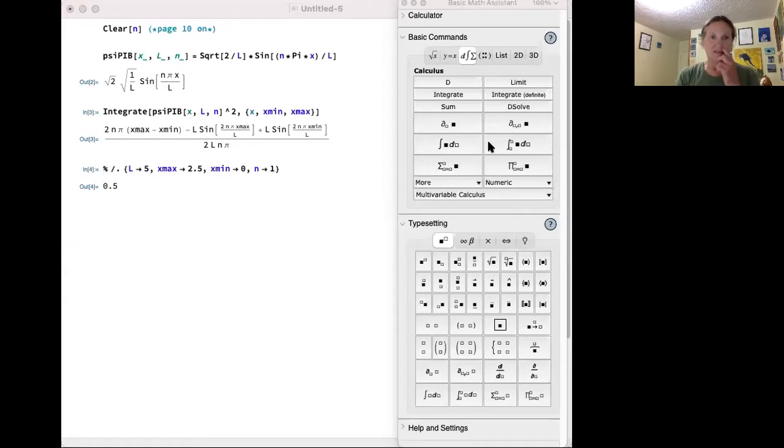So I'm going to pick this, and my lower limit is 0. My upper limit is L, and I'm going to integrate a function. So the function is sine, so it starts with a capital S. The argument goes in a square bracket. So sine of, going to pick pi off the palette, so I know that it's for sure pi.